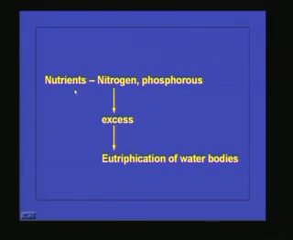We have seen that the ammonia or the organic nitrogen, whatever is present, will be converted to nitrate in the presence of nitrifiers, that means Nitrosomonas and Nitrobacter. Nitrosomonas converts ammonia to nitrite, that is NO2 minus, and Nitrobacter converts NO2 minus to NO3 minus.